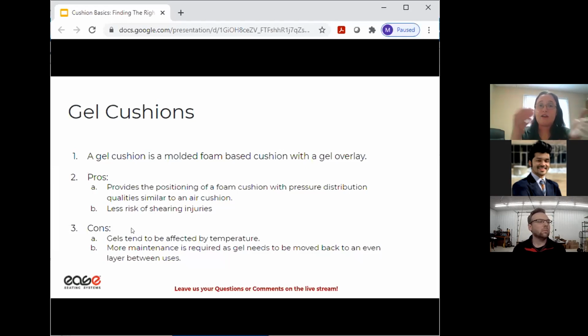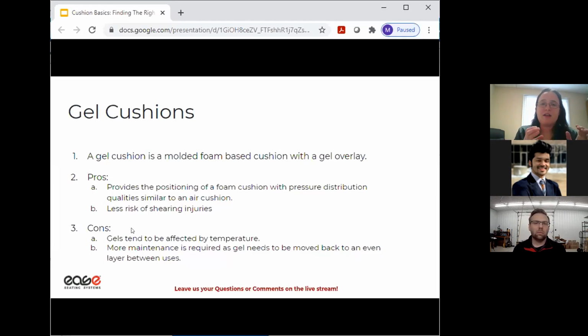And also while you're moving, when you're on a stable foam surface, you move and the cushion is remaining in place. But on a gel cushion, you move, that gel is going to glide with you. So you're not shearing and hurting yourself as much.